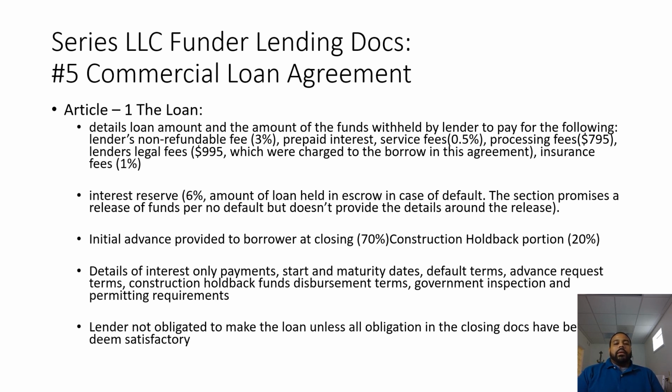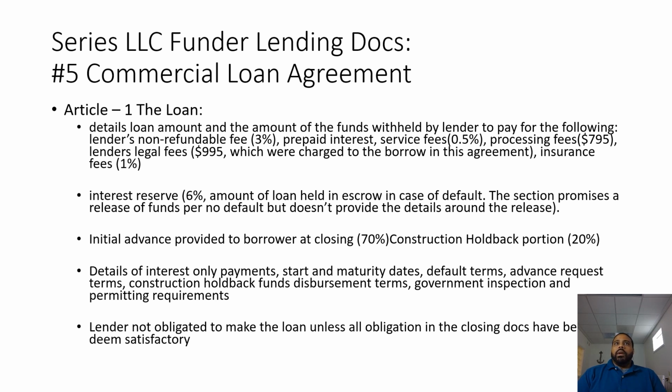Okay, as I said before, the commercial loan agreement is much more detailed than the promissory note, and here are the details within. Article 1 discusses the loan. It goes into detail on the amount for the lender's non-refundable fee, prepaid interest, service fee amounts, processing fees, lender legal fees, which we discovered we were actually liable for, and insurance fees. Now, these insurance fees were not fees to pay an insurance company. This is for fees where the lender needed assurance on the loan. So the lender actually held back 1% of the loan in an escrow as insurance on the loan, which I thought was very interesting. It also details the interest rate of the loan.